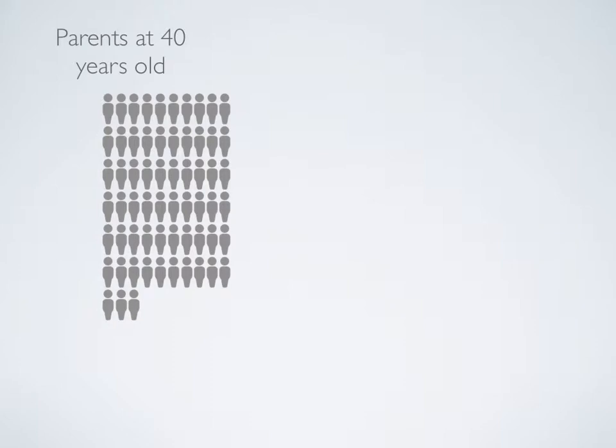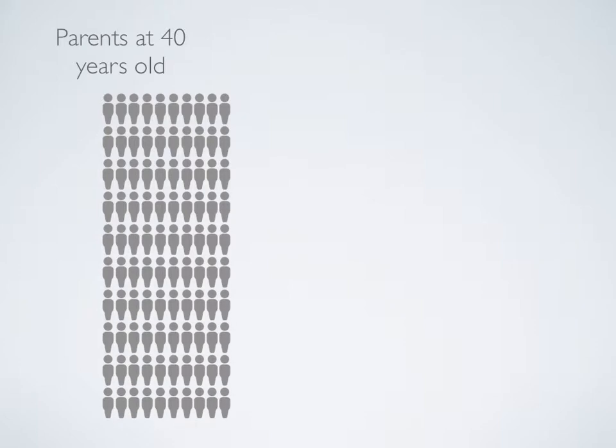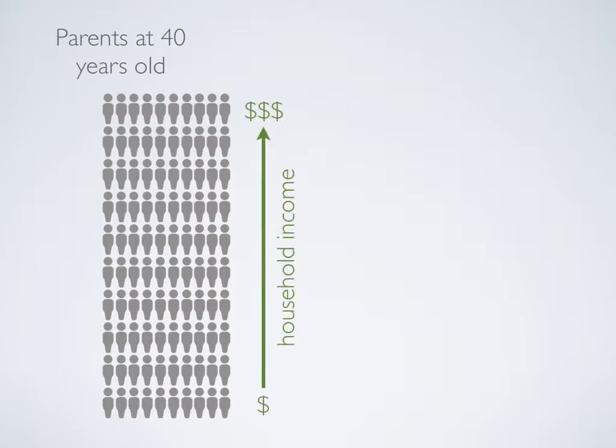To begin with, let's first present the concept of relative economic status. Imagine that these are 100 parents, all of them at age 40. In fact, imagine that these are every single 40-year-old parent in America. They are organized in order of their household income at that age, with this person having the highest income of the group and this person having the lowest.